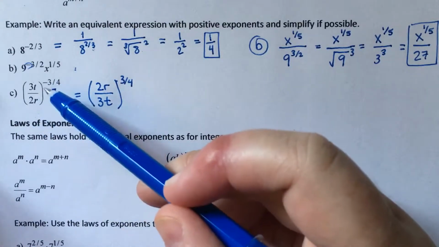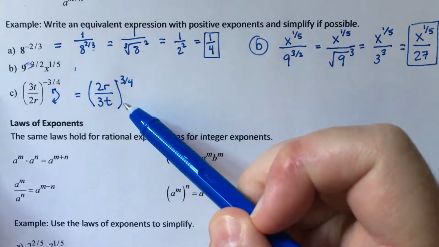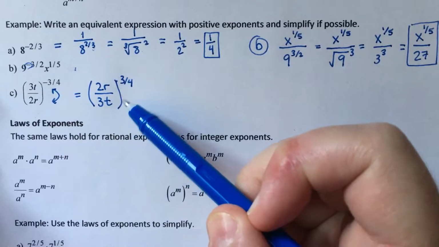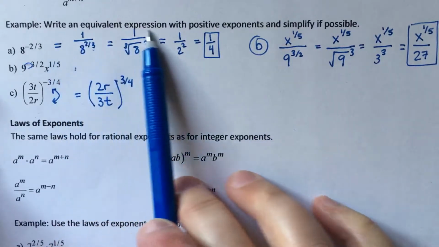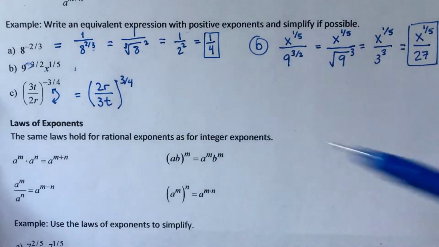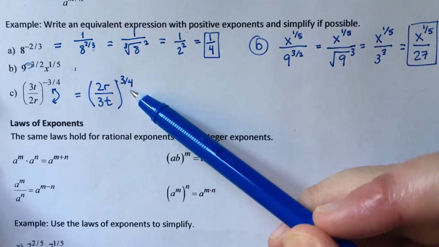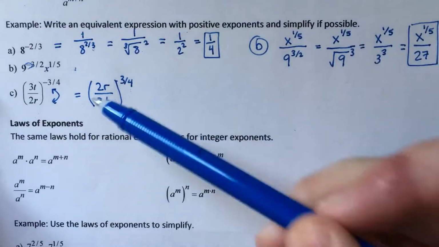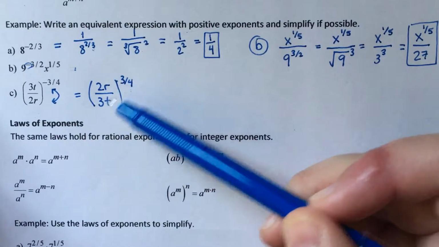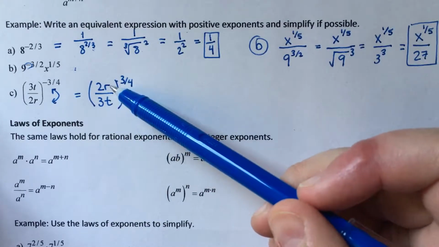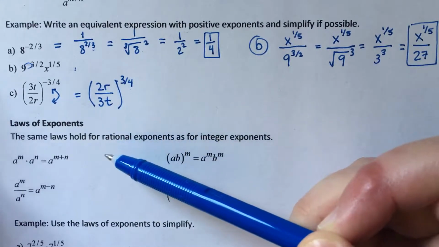So now that I've dealt with the negative part, I feel like this is all simplified. It says write an equivalent expression with positive exponents. I got a positive exponent now. Simplify if possible, but I don't know the 4th root of 2 or the 4th root of 3, and nothing simplifies, so I think we're done.